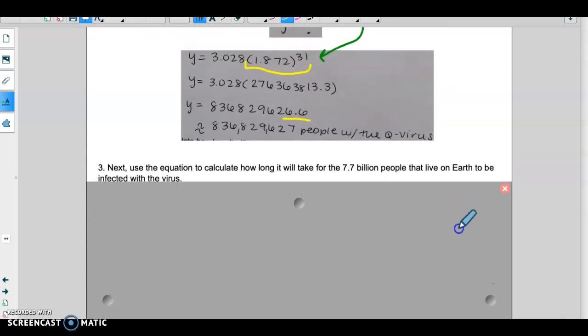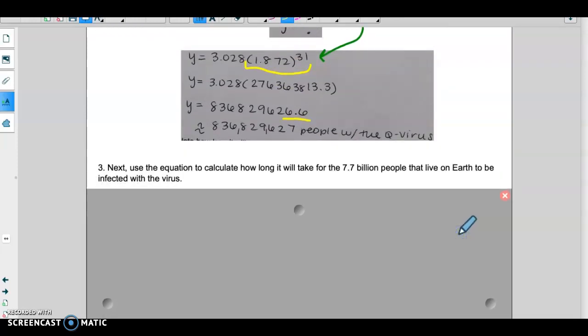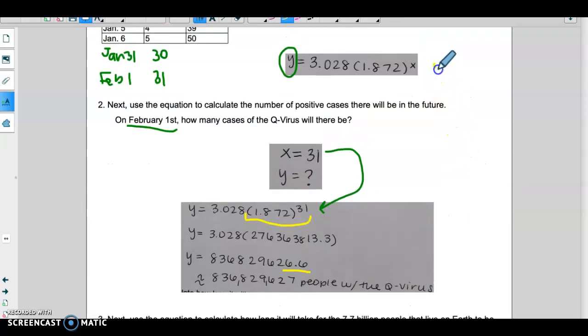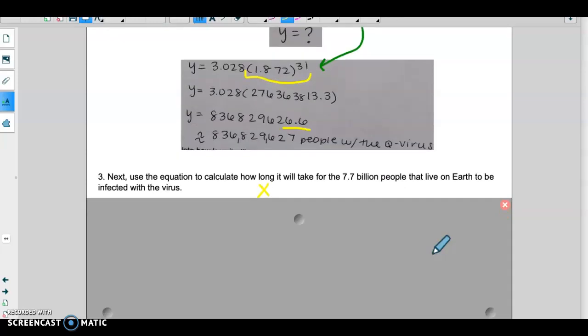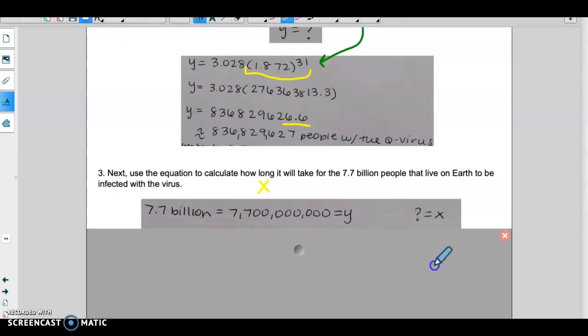The next question we're going to answer is next, use the equation that we came up with in question number 1 to calculate how long. So now I'm looking at my days, right? There's my time. Now I want to figure out what's my X when 7.7 billion people have the virus. So that's everyone on Earth, okay? So I would write this on the side here. When my Y is 7.7 billion, that's about this number right here, what is my X? How long is that going to take?